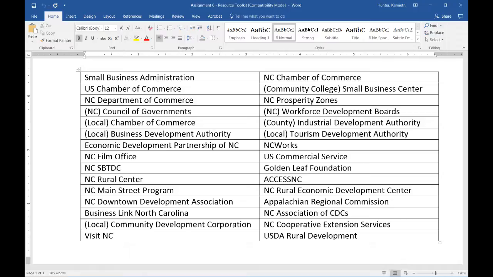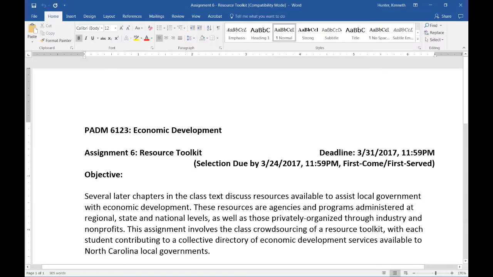The information about assignment 6 is already in your course document section of Blackboard. It's already there for you to review if you get a chance. Are there any other questions?